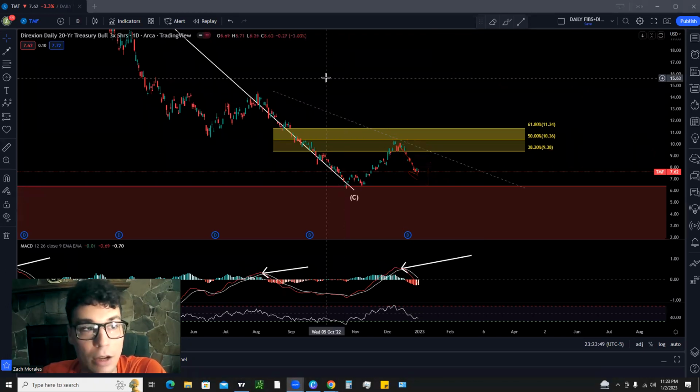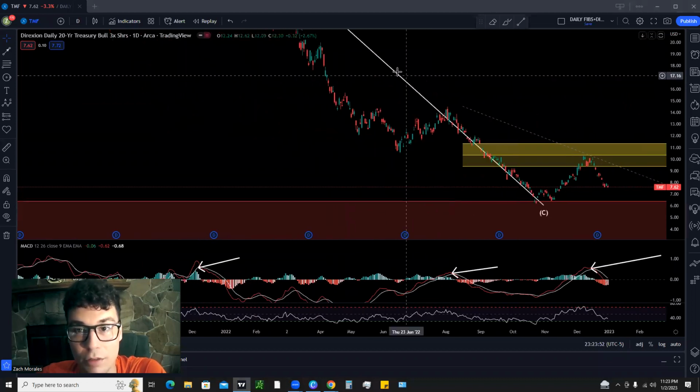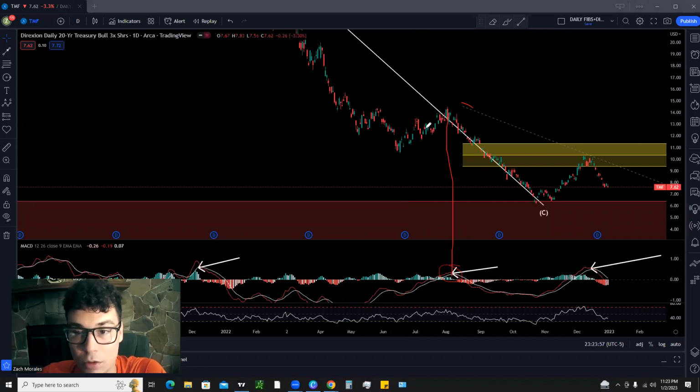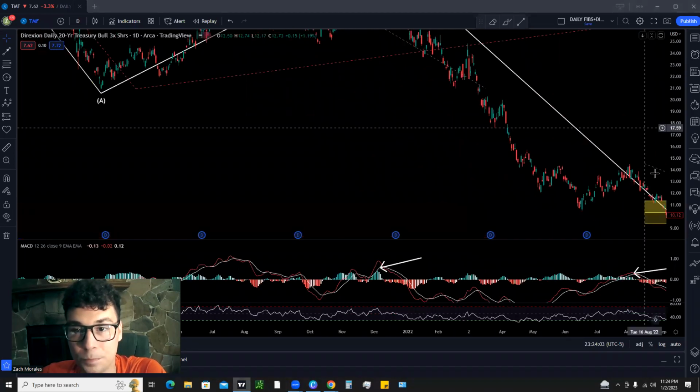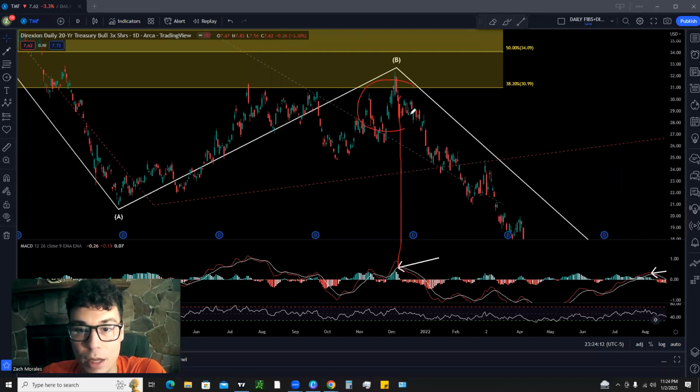Now, this works for many other things, but if you look at TMF specifically, it works very, very well. We can see another MACD sell signal right here, and then a very sharp move to the downside. If we zoom back out into the past a little more, up here we see another MACD sell signal, and then a very sharp move to the downside. Here's the MACD sell signal at this point in time, and then ultimately we get a sharp drop to the downside.